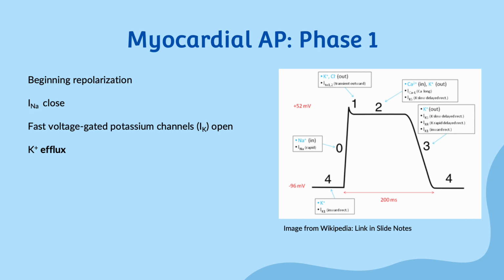Phase 1, also known as the early repolarization, is a slow repolarization of the cell membrane. During this phase, the voltage-gated sodium channels close, and positively charged potassium ions leave the cell via voltage-gated potassium channels. The efflux of these positively charged ions reduces the membrane potential slightly.